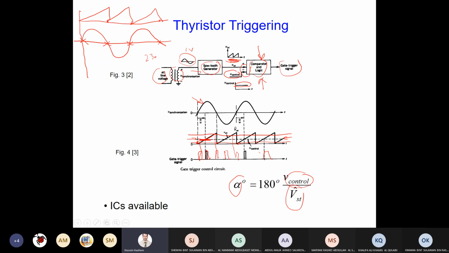As I mentioned, there are different ways. By the way, the pulse usually could have different shapes, different magnitudes, different widths. It could be like this one, like this one, like this one, like this one. It has different shapes.